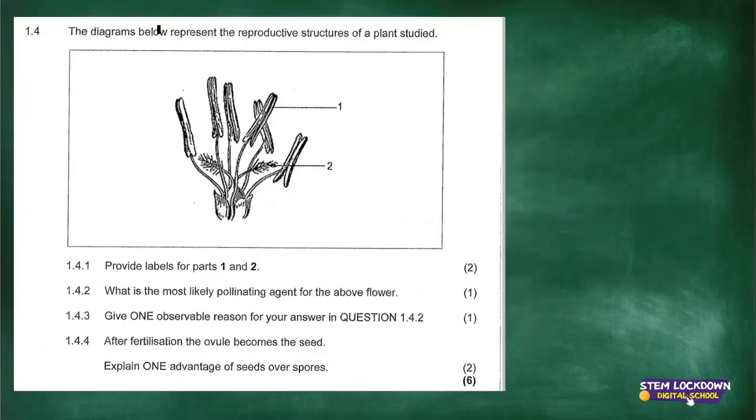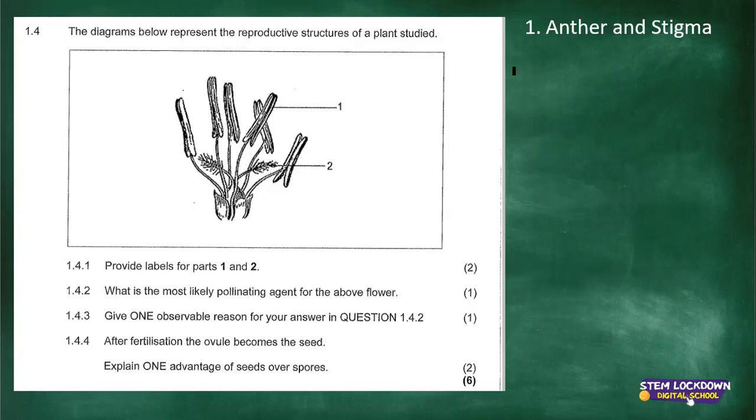Okay, and then next question 1.4. The diagrams below represent the reproductive structures of a plant studied. So these are the reproductive structures of the plant. Provide the labels for parts 1 and 2. For parts 1 and 2, okay, there's an answer already. Guys, Buhle is like on a roll today. Anther and stigma. We have anther and stigma. Anther is number 1 there and stigma is number 2.